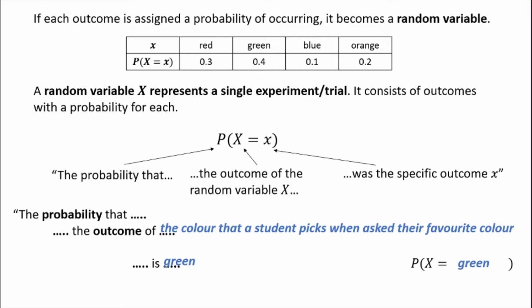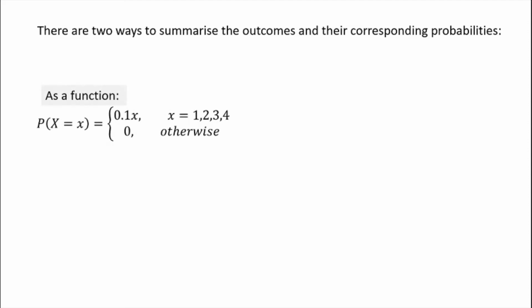So when you read probability that X equals x, you know that we're creating shorthand for a much longer statement. Okay, so let's have a look at a couple of ways for us to summarize outcomes or the sample space and its associated probabilities. We could describe those outcomes using a function.